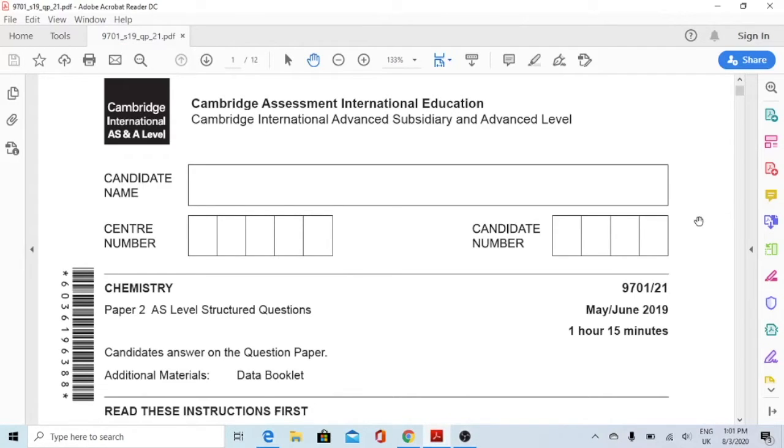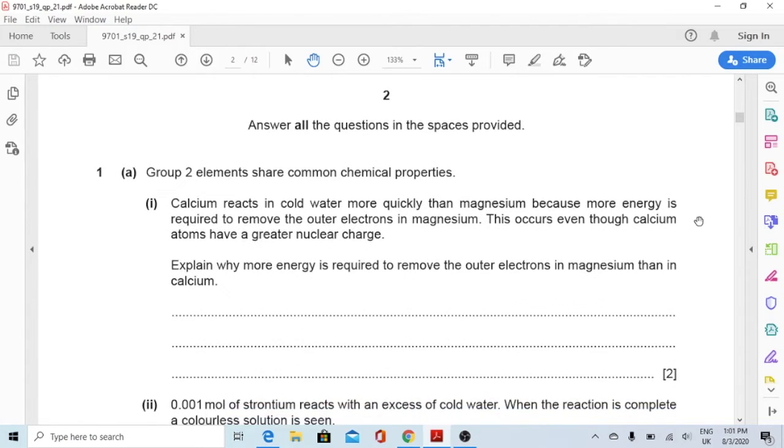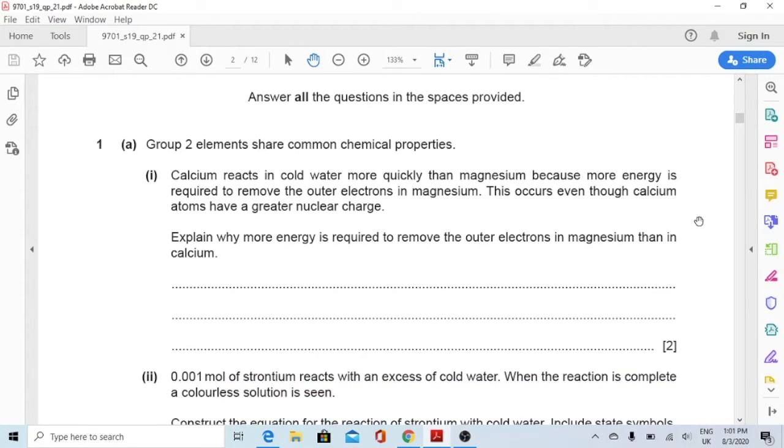Today we are solving Chemistry Paper 2 AS Level Structured Questions 9701 Paper 2 Variant 1 May-June 2019. Our very first question says Group 2 elements share common chemical properties. Calcium reacts in cold water more quickly than magnesium because more energy is required to remove the outer electrons in magnesium. This occurs even though calcium atoms have a greater nuclear charge. Explain why more energy is required to remove the outer electrons in magnesium than in calcium.